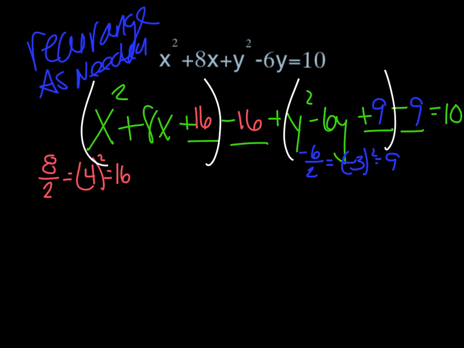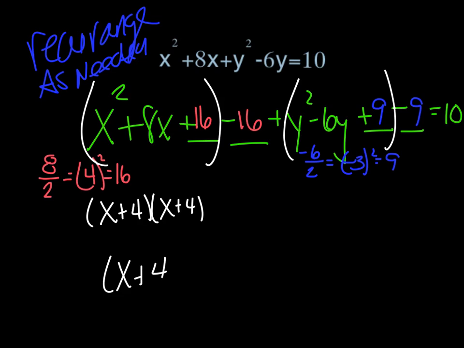Okay, so now I can say this is really x plus 4 times x plus 4, which of course is just x plus 4 squared. So can you see how we're developing that center radius? This 16 needs to get booted to the other side. So I'm going to add 16 here, and I'm going to add 16 here to move it over. So now it's gone.